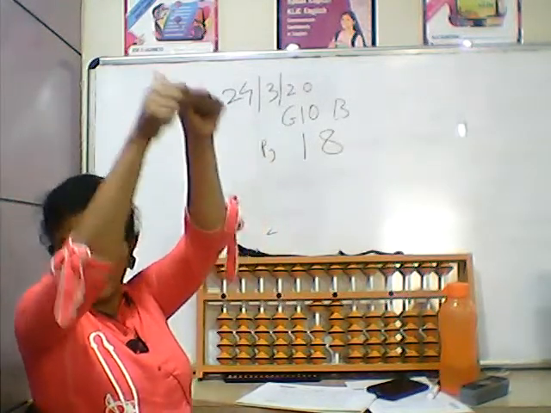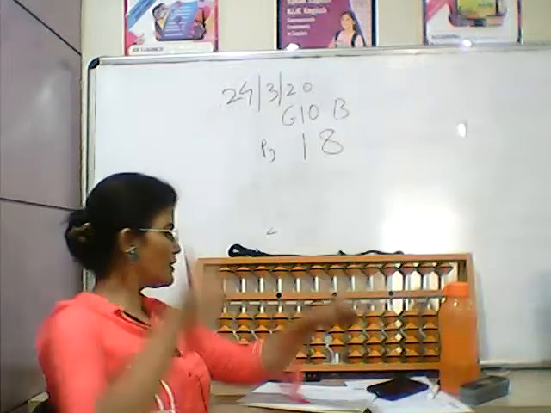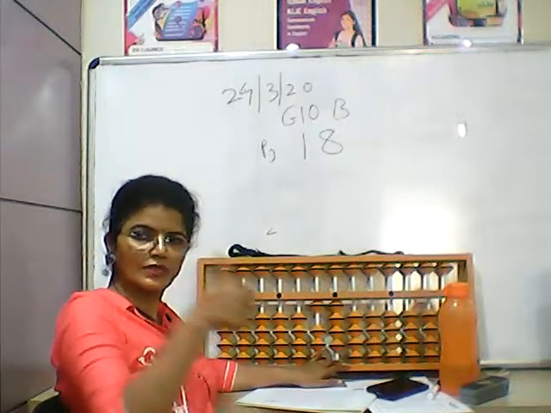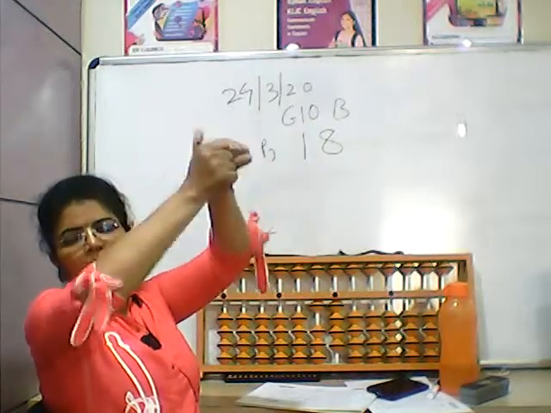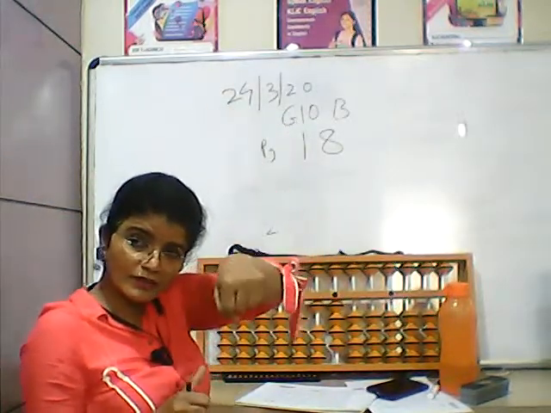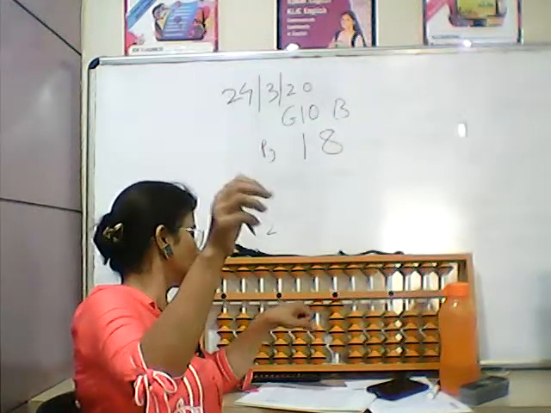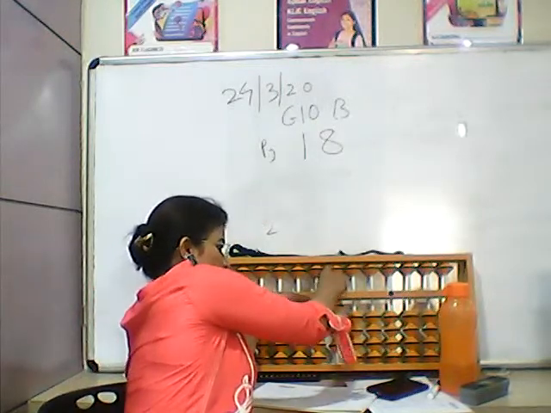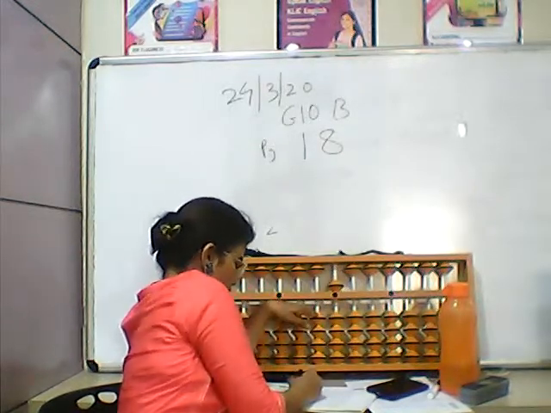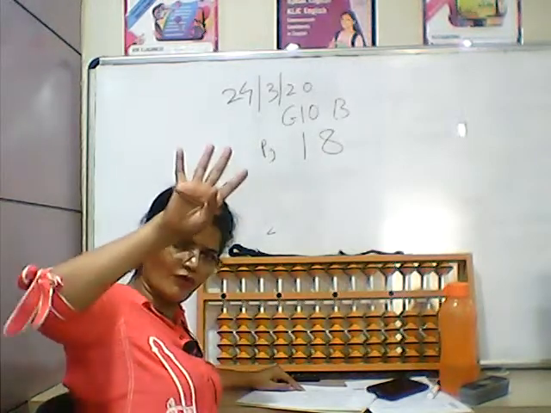Minus 9. Minus 10 plus 1. Plus 1 to nahi hai. So make complement. Minus 10 plus 5 minus 4. 10 down, 5 down, 4 down. Answer is 5.